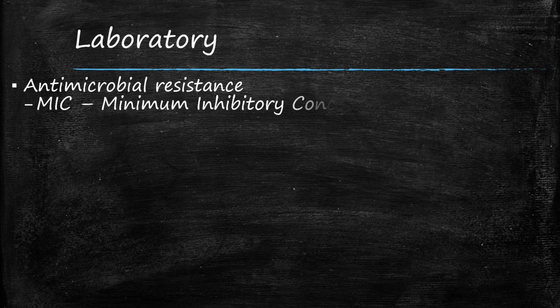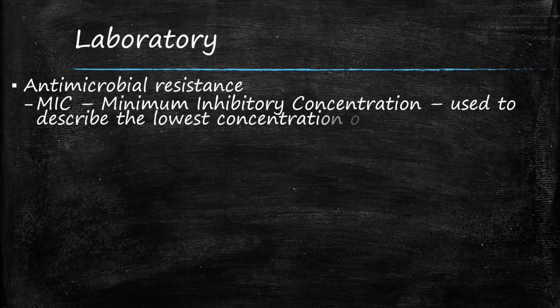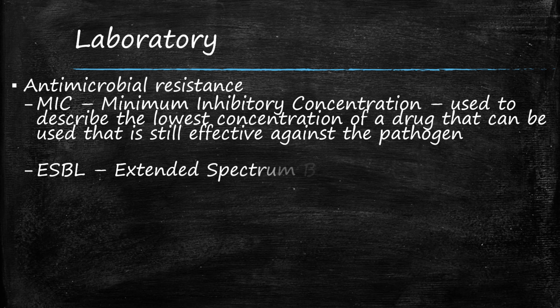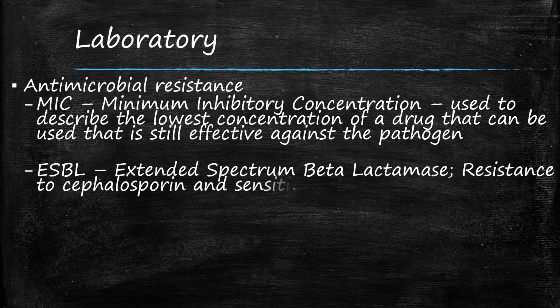Antimicrobial resistance. So a few topics in the antimicrobial resistance. We talked last video about the role of the plasmid in participating in antimicrobial resistance. What's occurred in the laboratory, they use what's called a MIC, or a minimum inhibitory concentration, to describe the lowest concentration of a drug that can be used that is still effective against the pathogen. A key pathogen that we see that has antimicrobial resistance is ESBL, extended spectrum beta-lactamase. It is resistant to cephalosporins and sensitive to ciprofloxacin.